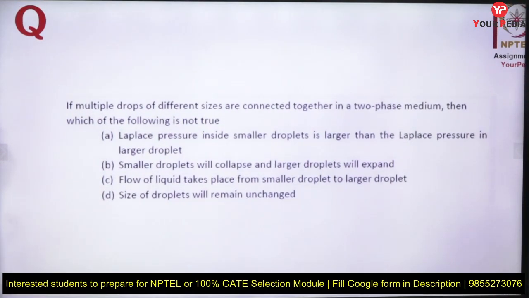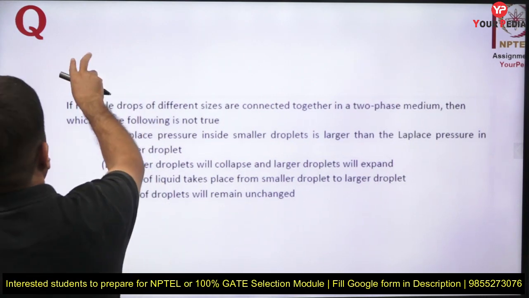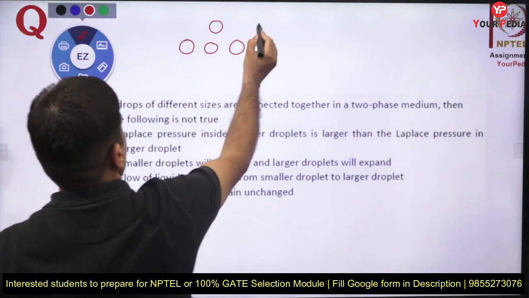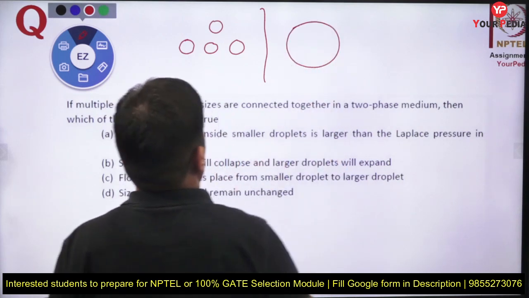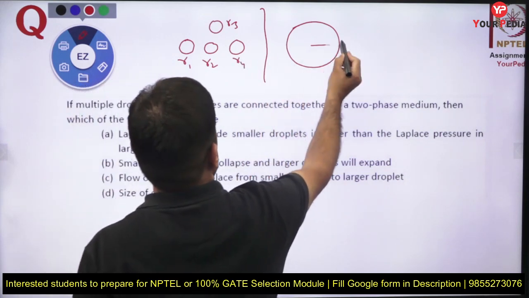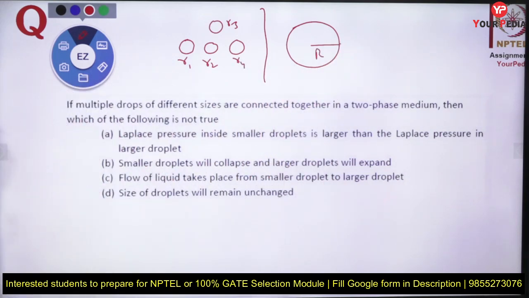Okay, now let's go for the next question, another good question from NPTEL. If multiple drops of different size are connected together and coalesce, I took small drops and mixed them, one small drop, another small drop, another small drop, and they become a big drop. Let's say these are R1, R2, R3, R4, and this is R. So small drops coalesce together and become a large drop. Which of the following is not true?